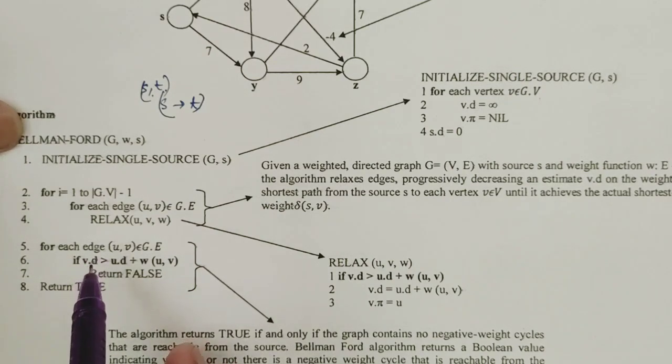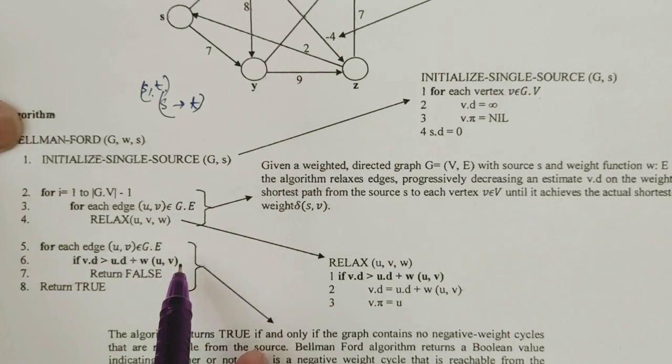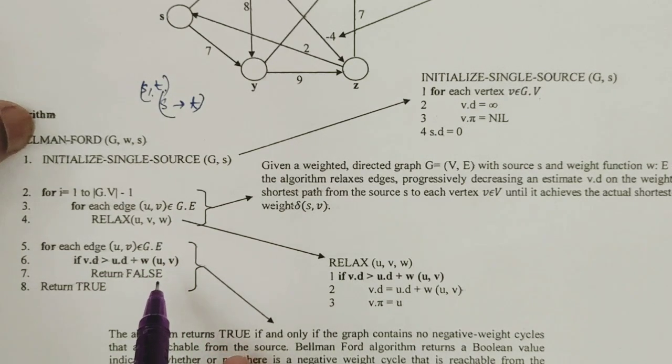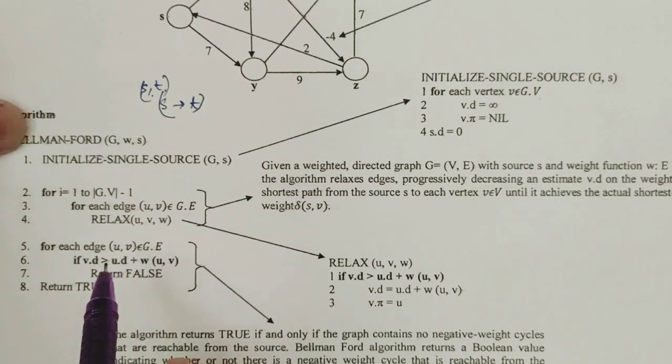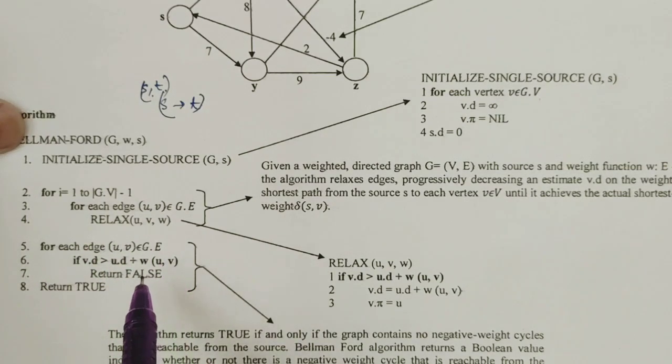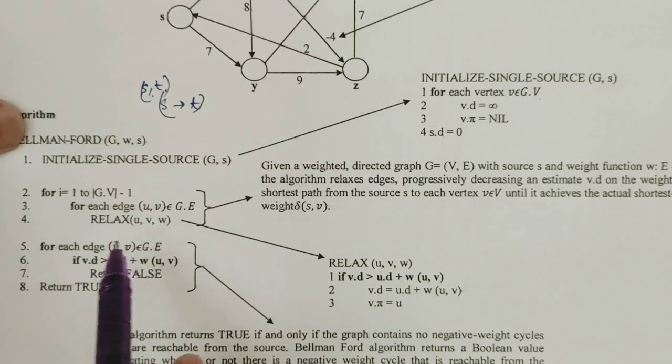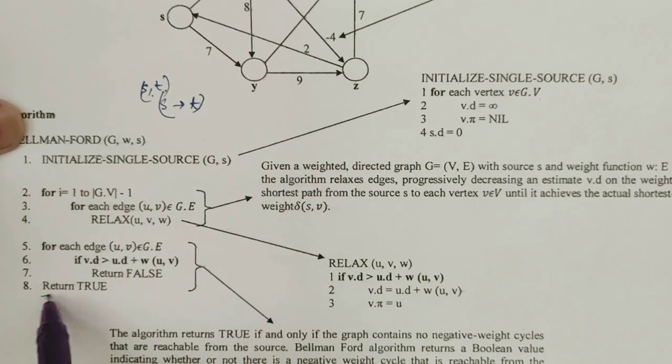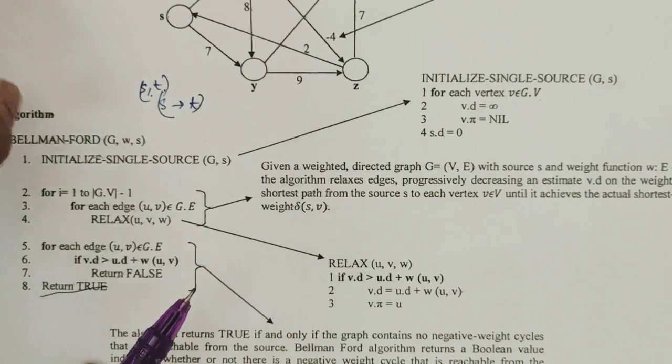If for any edge this relationship is found true, then it will return false. That's why I am telling you, if 5 to 7 ultimately returns the true result, that means this checking is somehow false for all edges. Then from 5 to 7 you are not expecting a false result, you are expecting a true result. That means return true.